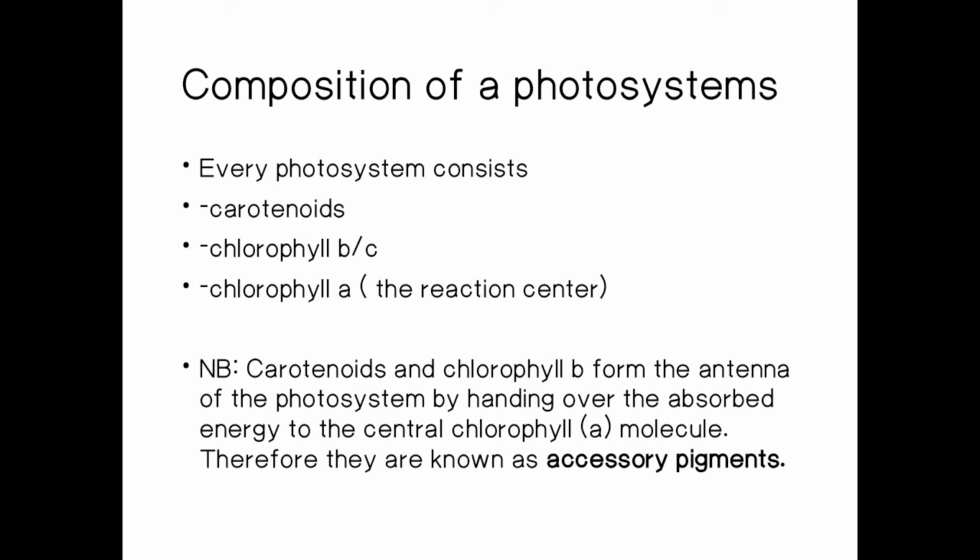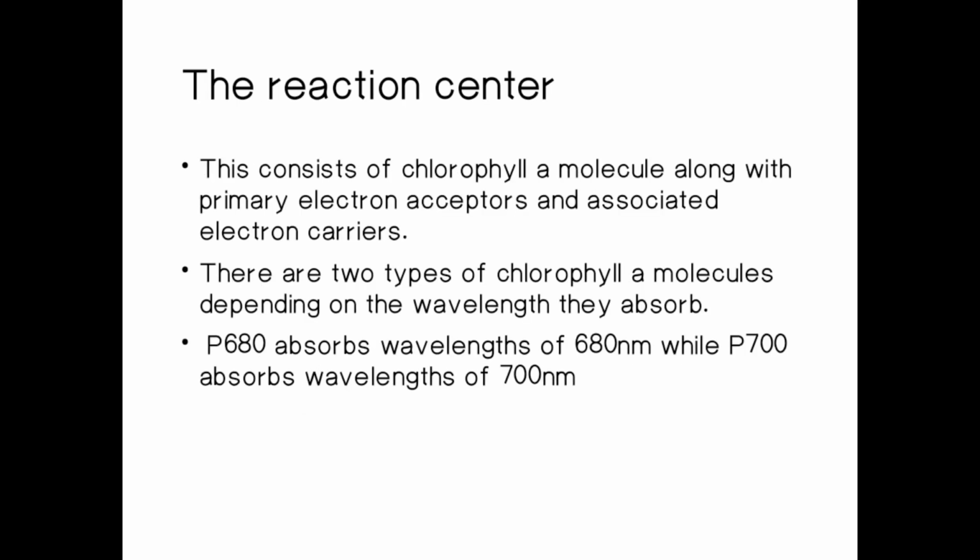Are we together? So they don't do anything more than that, they simply help chlorophyll A in the center to access more energy. We call them accessory pigments. You can see that carotenoids and chlorophyll B or C, we call them accessory pigments. Then chlorophyll A, where chlorophyll A is, we call it the reaction what? Center. So I think I've explained that. So you can see that.